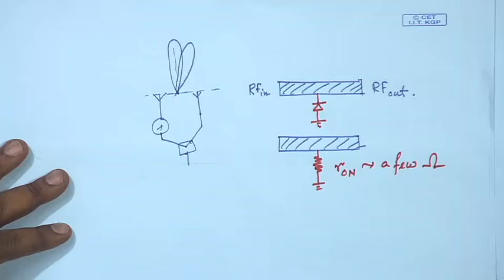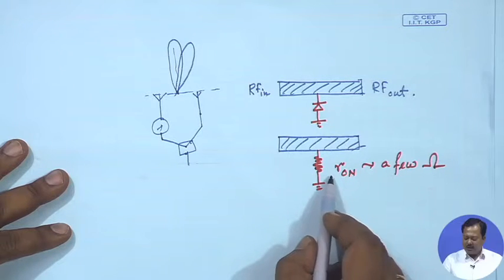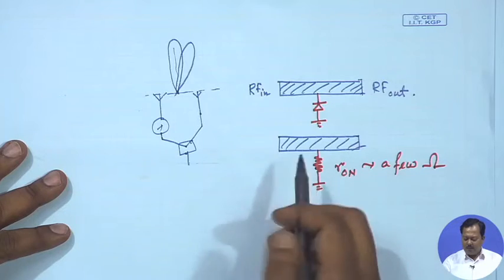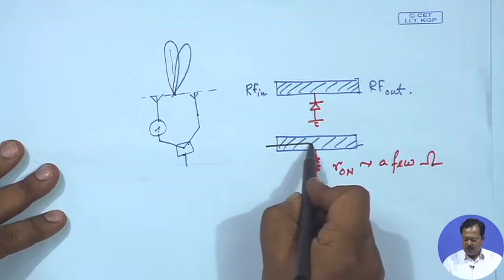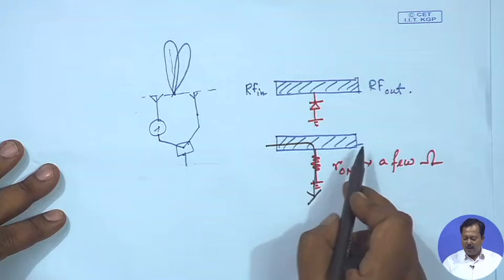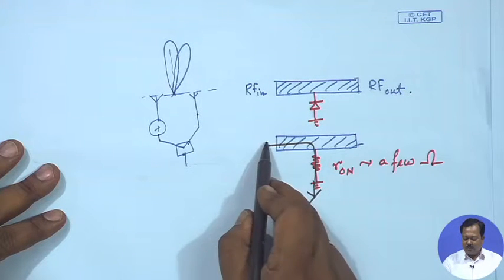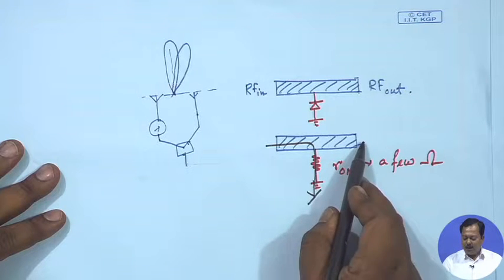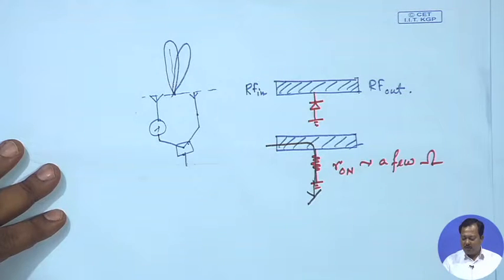So, in this case what will happen, since the resistance is just a few ohms, the RF signal coming from the left hand side is grounded through the resistor, and we have very good isolation between the input point and output point, since we do not have any microwave signal or millimeter wave signal present at the output.